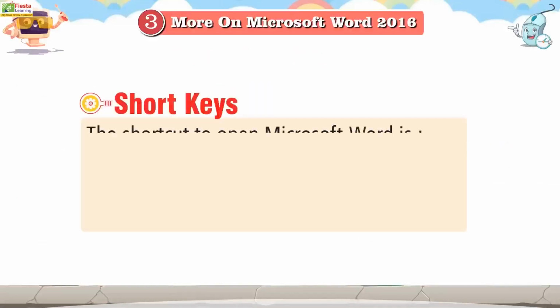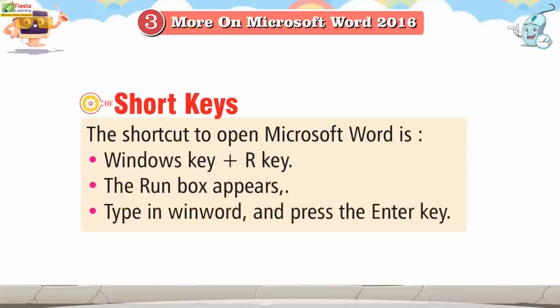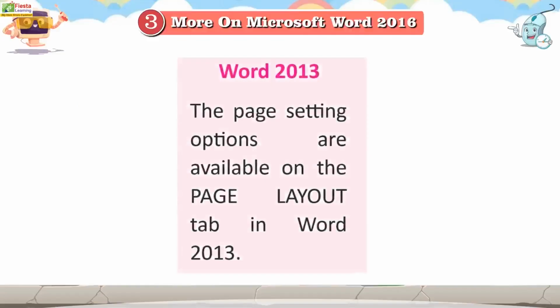Shortkeys. The shortcut to open Microsoft Word is Windows key plus R key. The Run box appears. Type in WinWord and press the Enter key. Word 2013. The page setting options are available on the Page Layout tab in Word 2013.